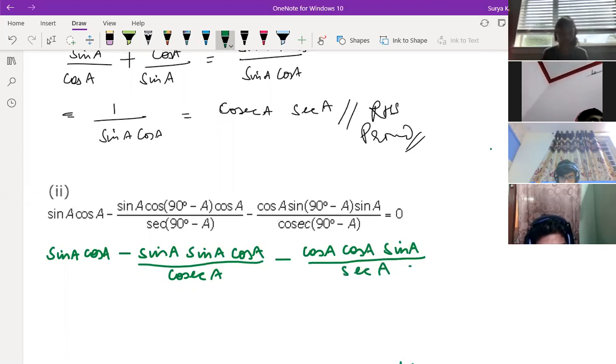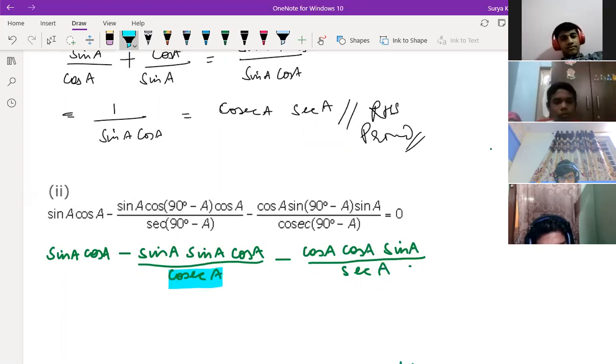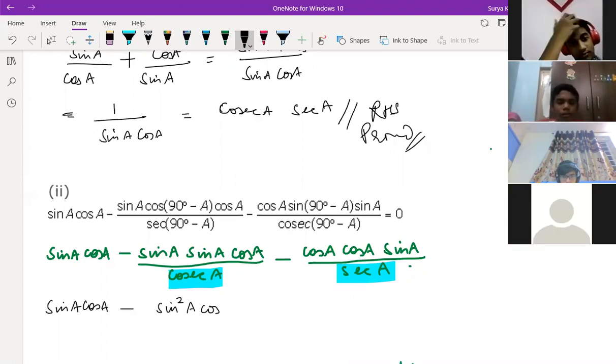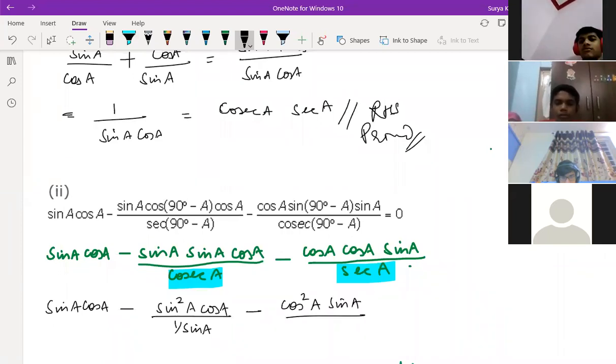Now everything we have to convert into sine and cos, children. So only two things we need to convert here. One is down here, cosec A and sec A. You just try to convert to sine and cos form. What do you get? So sine A cos A as it is, minus sine square A cos A, and cosec A can be written as 1 by sine A, right? Minus cos square A sine A divided by 1 divided by cos A. Can we write like this?